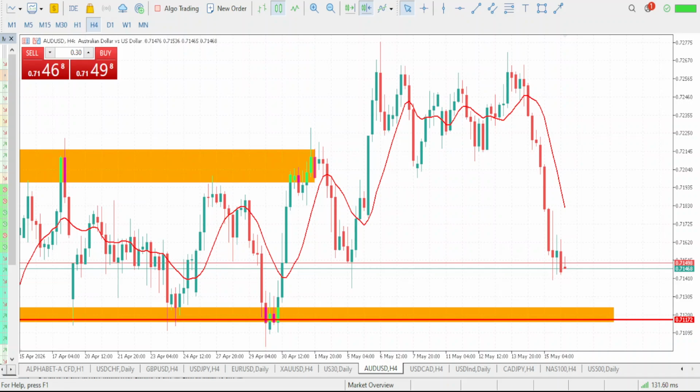So guys, now let's take a look at what you are going to be expecting for the day on our AUD/USD, right? Let's see what AUD/USD is actually going to be giving us for the day.